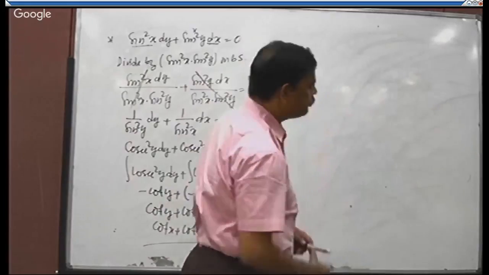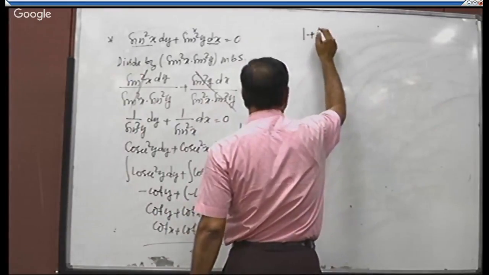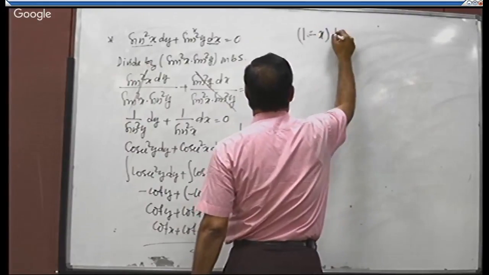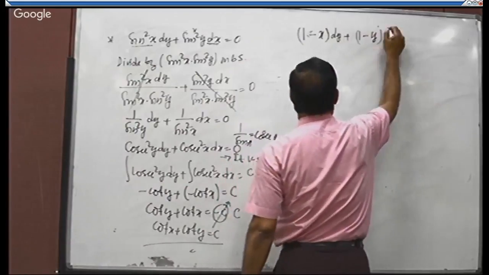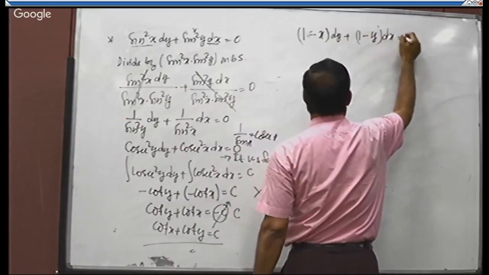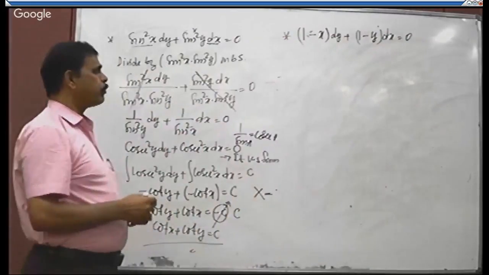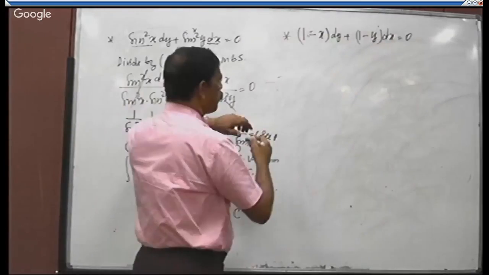Next problem. 1 minus x into dy plus 1 minus y into dx is equal to 0. 1 minus x into dx plus 1 minus y into dy is equal to 0.